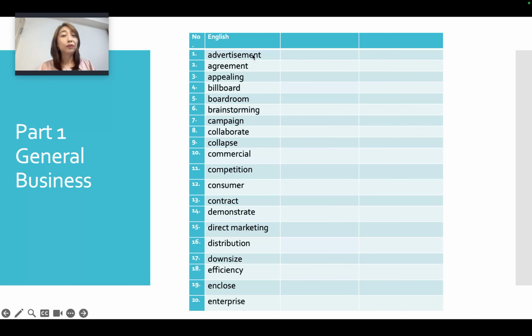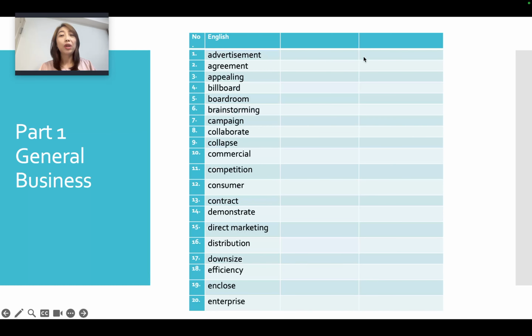Number 1, advertisement. Advertisement is something we use to make our company more famous, or make people know our products. For example, we may use video or photos to promote our company or our product. Advertisement in Chinese we say 广告. That's right, so here you can write down the Chinese 广告.